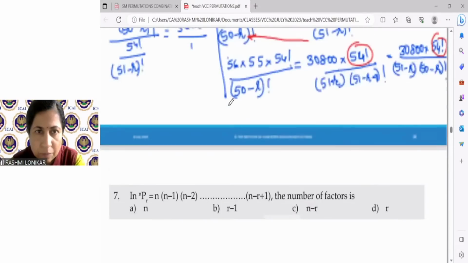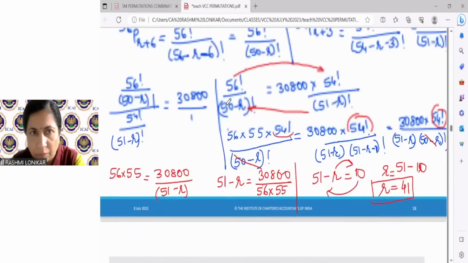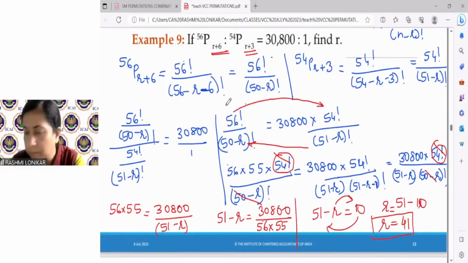Okay. Can you see this full sum? Yes, Sakshi?